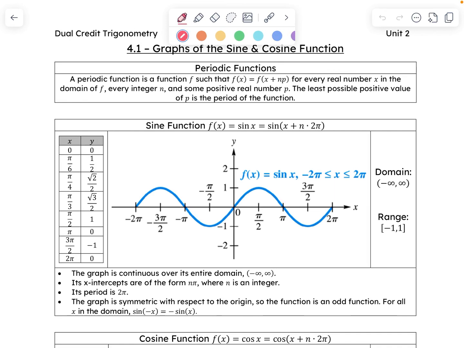Hey guys, today we are starting chapter 4. So we're going to look at 4.1, which is the graphs of the sine and the cosine function.